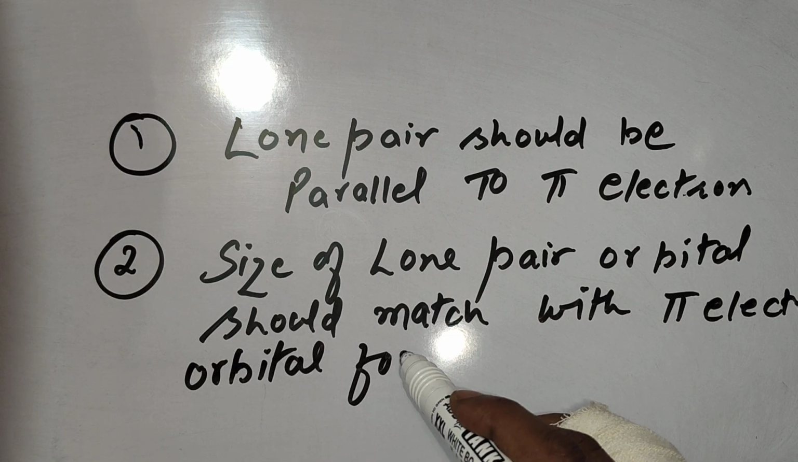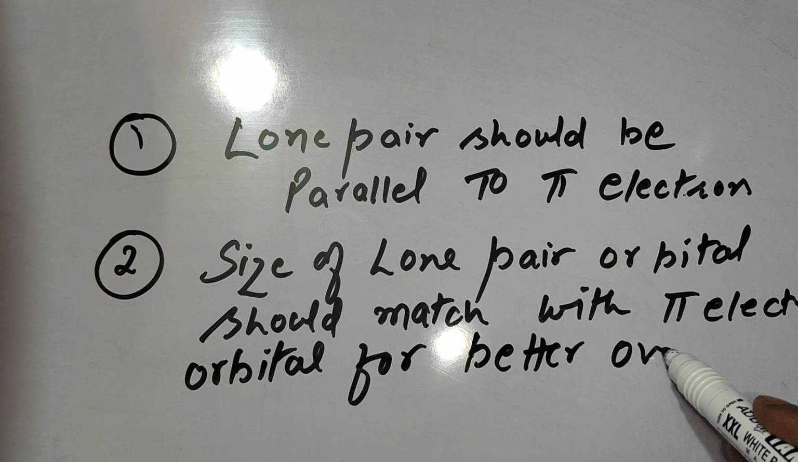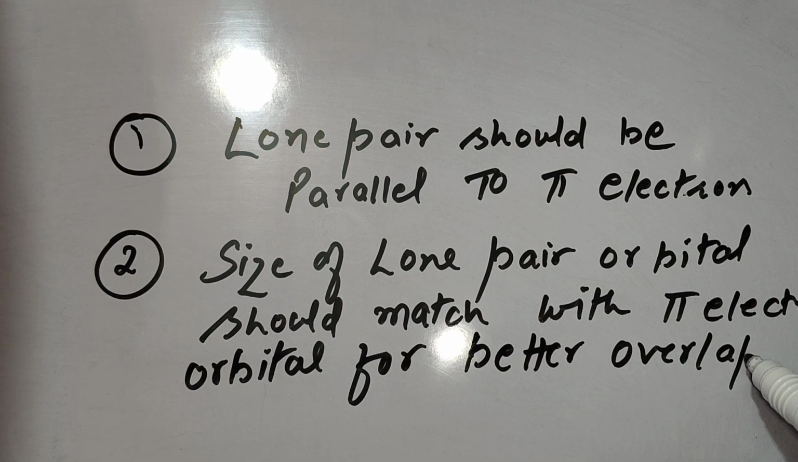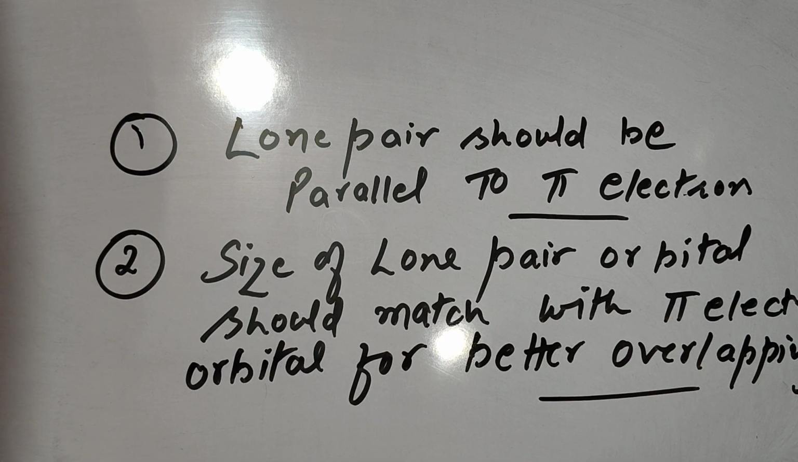For better overlapping. Note down these points, very important to understand this concept. For perfect resonance, these two conditions must be followed by lone pairs.